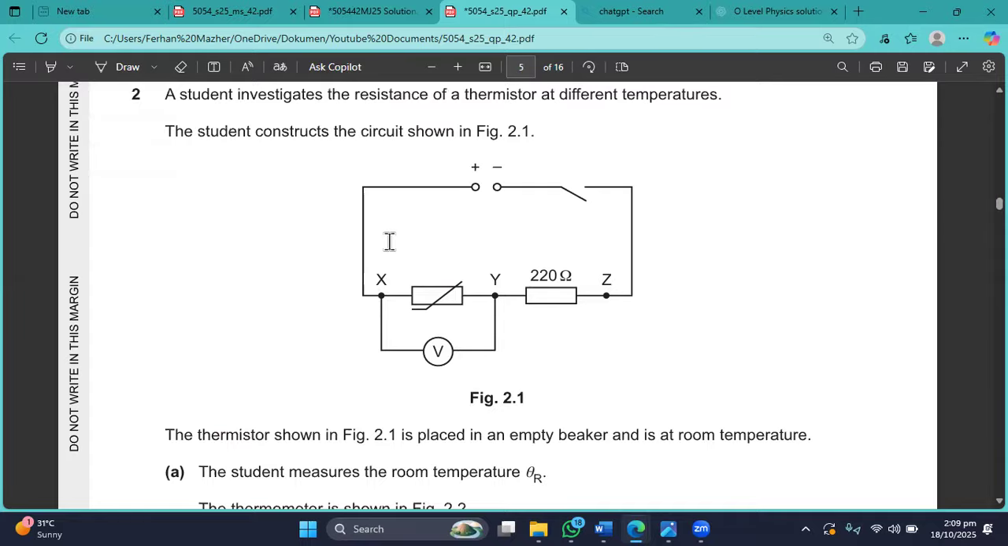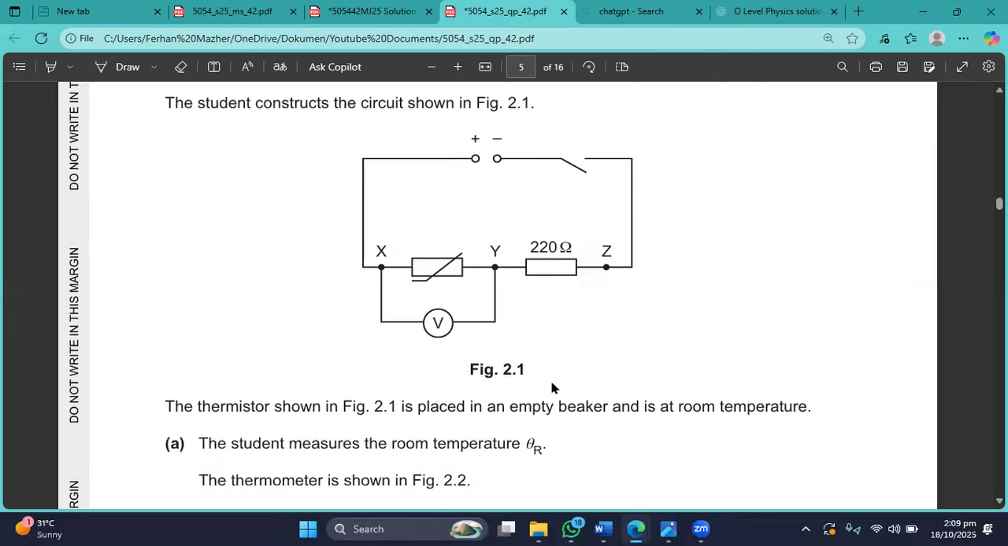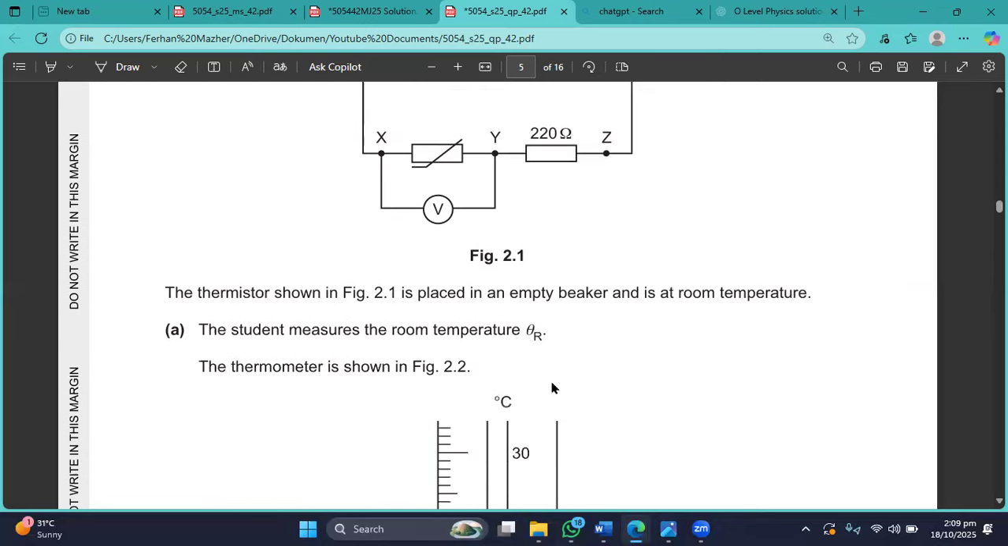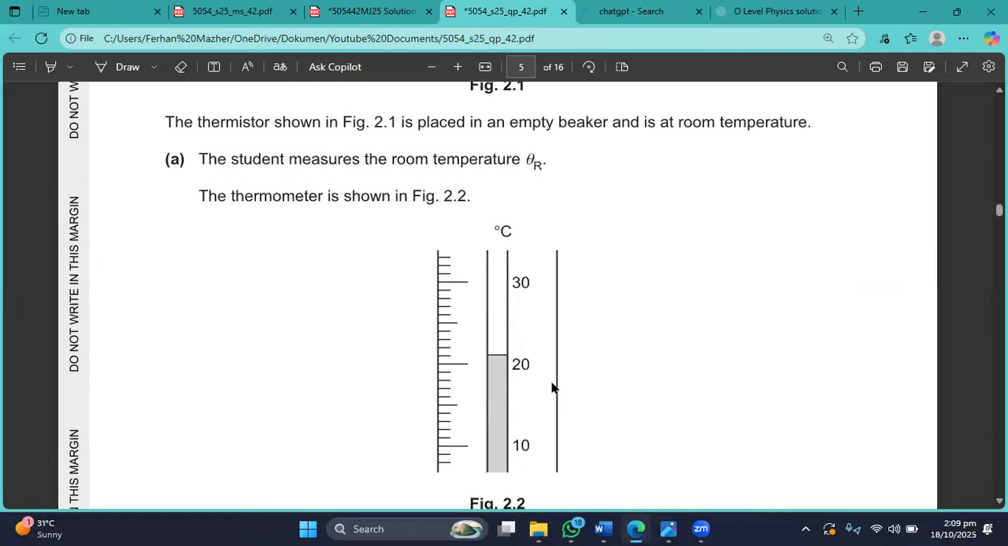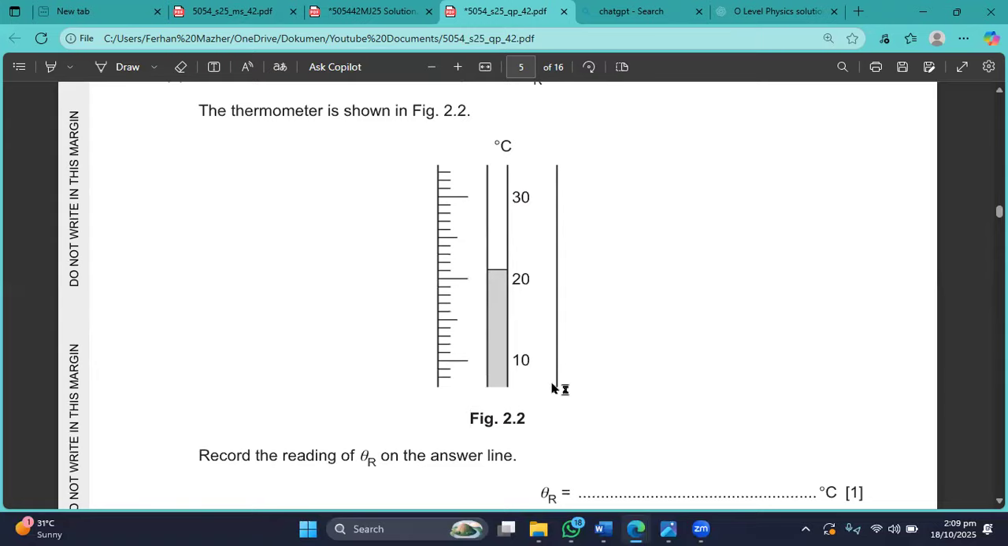So this thermistor has been placed in a beaker, and in that beaker you can pour hot water to provide it a different temperature. But right now the beaker is empty, so the thermistor is subject to the room temperature. The student measures the room temperature R theta. The temperature is shown in figure 2.2.